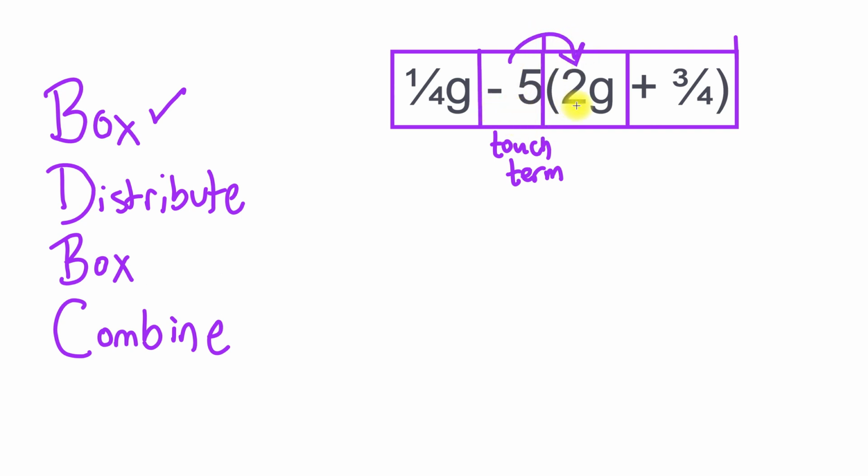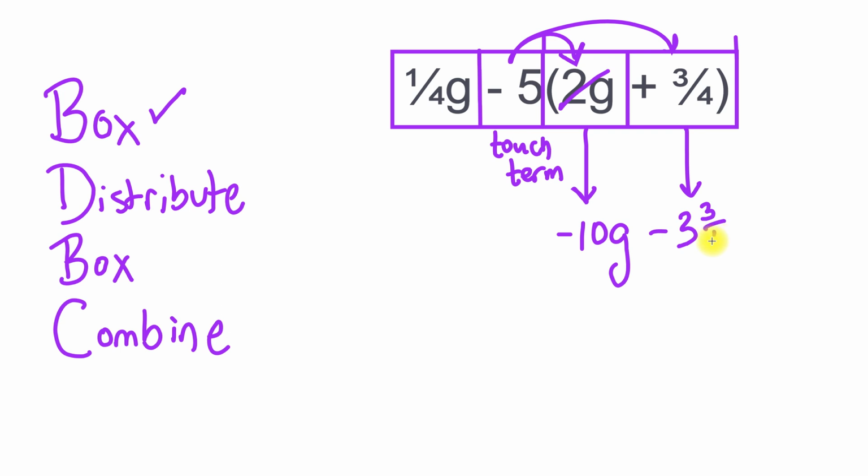So the first multiplication, or the first distribution, is going to be from -5 to positive 2g. And -5 times positive 2g is going to give us negative 10g. So let's write that here, negative 10g. And we're done with that distribution. And now we'll go to the next term inside parentheses, which is positive 3/4. So we'll take -5 and multiply positive 3/4 times -5, and that will give us negative 3 3/4. Okay, and we're done with this term. All right, and since we're done with all of our distributions, we no longer need the touch term. We can cross that off as well.